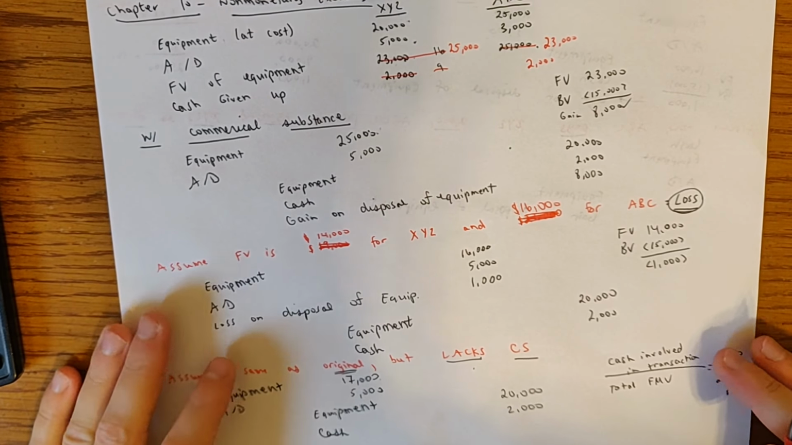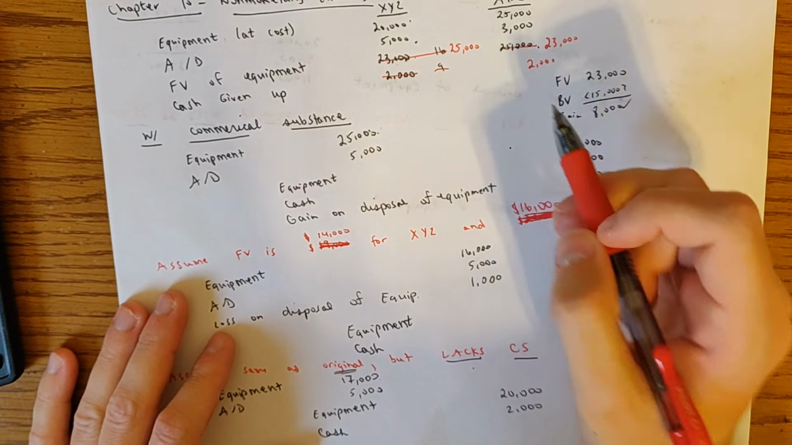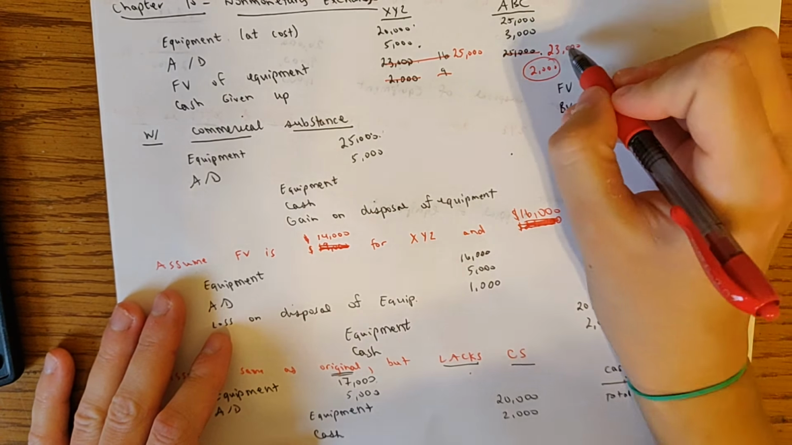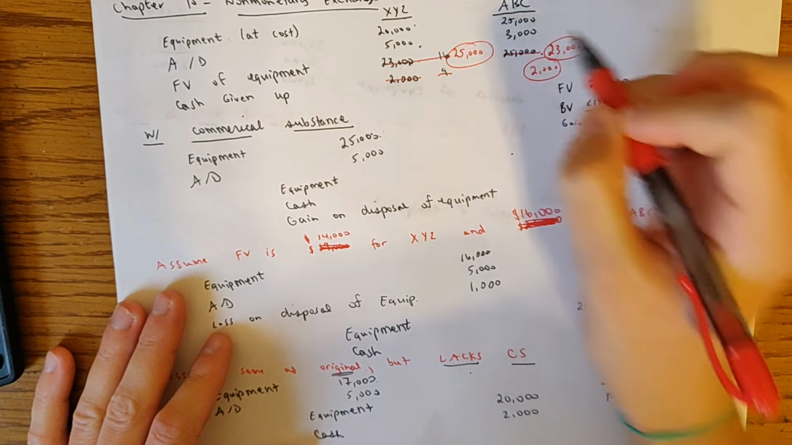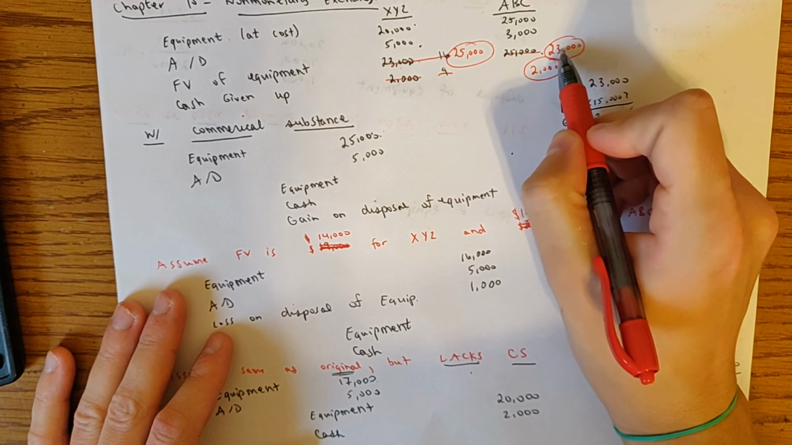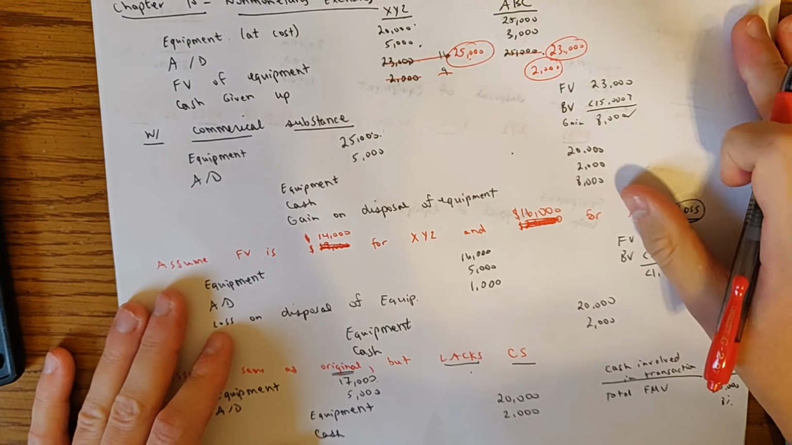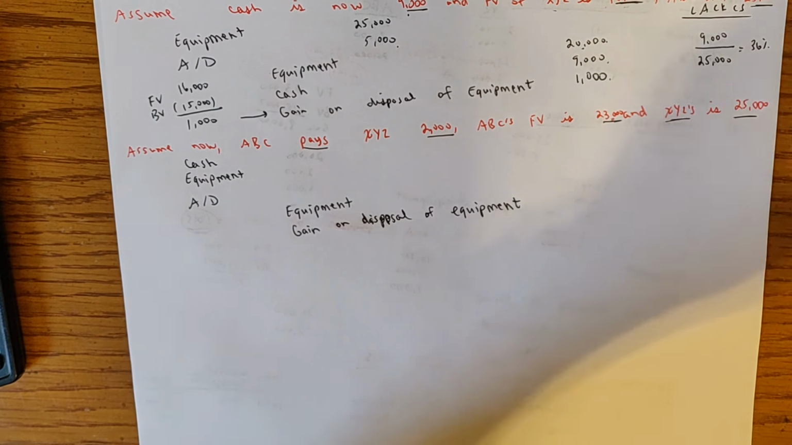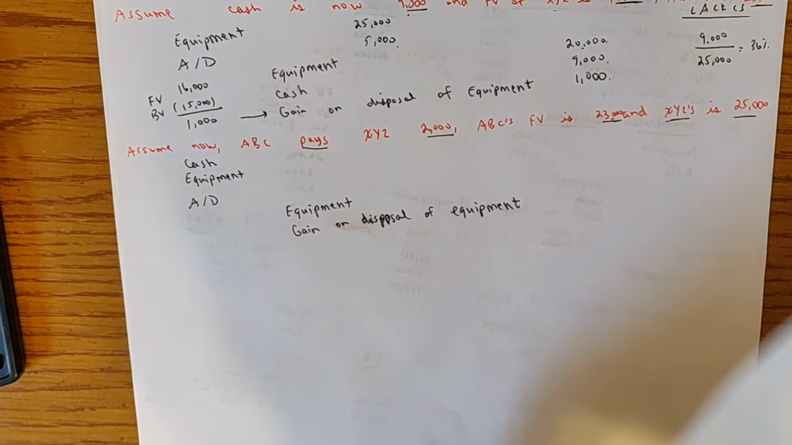All right, so now from XYZ's perspective, they're going to be receiving cash. Right, they're actually going to receive cash of 2, and they're going to receive something worth 23, and they're going to give up something worth 25. So this plus this equals this. So we're still good in that sense. All right, but now we're in the situation where we are receiving cash, okay?